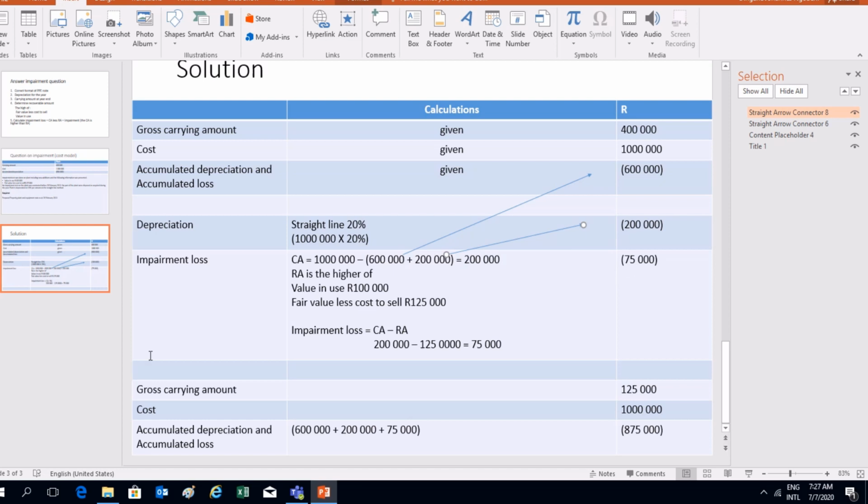And come year end, look at what you're saying at year end. I'm saying my carrying amount is my recoverable amount at year end. How did I get it? Here's the cost. I agree. Then the accumulated depreciation, I added 600,000, and the 200,000 depreciation. And I also added my 75,000 of impairment. That is what? Accumulated depreciation and accumulated impairment loss.